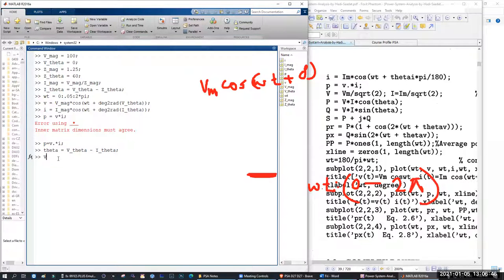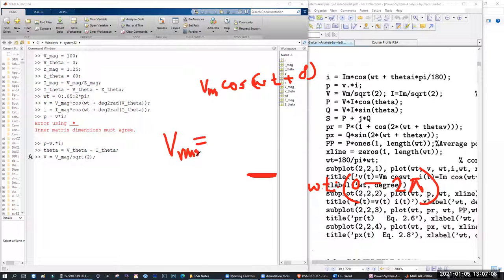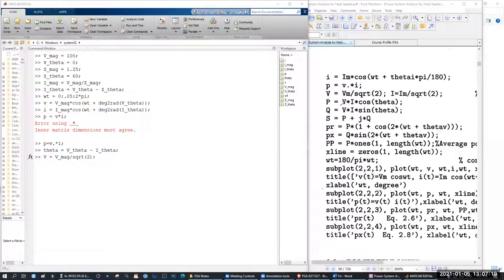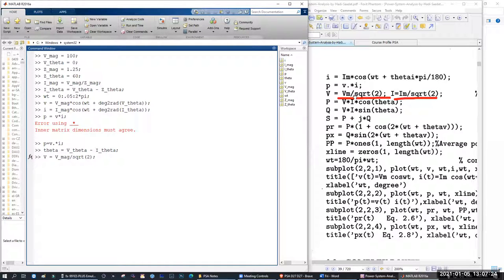We have to give the V is equal to what? V magnitude divided by square root 2. Do you know why I have done this? Because your RMS value, that means V RMS will be what? V magnitude divided by root 2, right? Yes, sir. This should be the case. So we have to write it first because we haven't introduced that here. They have done it here like this, but we haven't done it. So we have to do it. Otherwise, we cannot get P and Q.